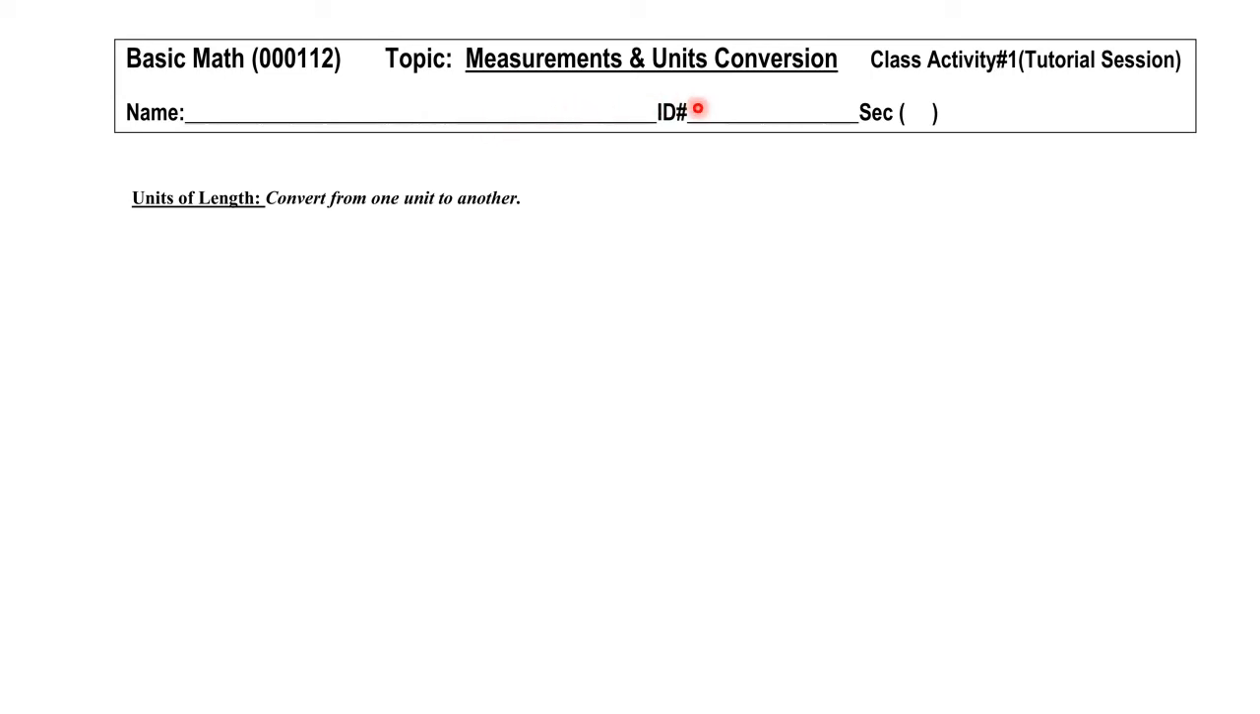Measurements and units conversion, class activity number 1. I will revise only a few questions. Units of length, convert from one unit to another. Number 1, 5 centimeters into millimeters.